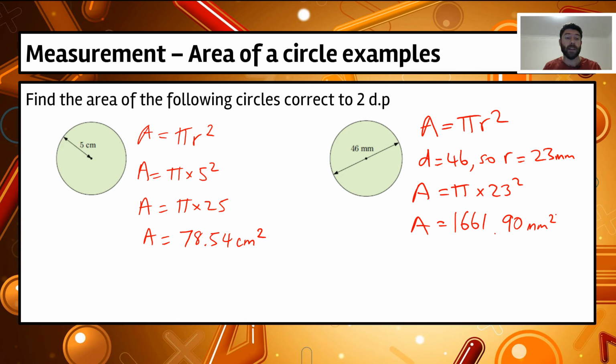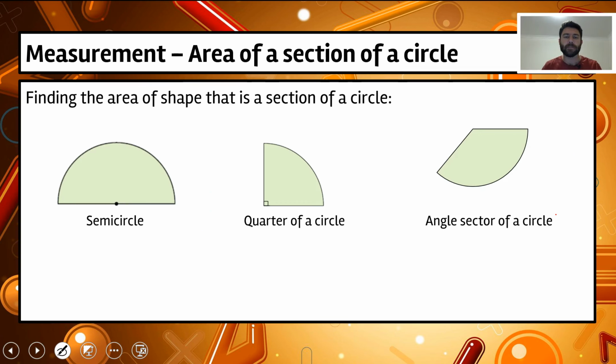All right, so that's how we calculate the area of circles. If we have the radius, we can use that and put that into the formula straight away. If we've got the diameter, what we're basically doing is we need to halve the diameter to calculate the radius, and then we can substitute that into the formula. We always want to write that down.